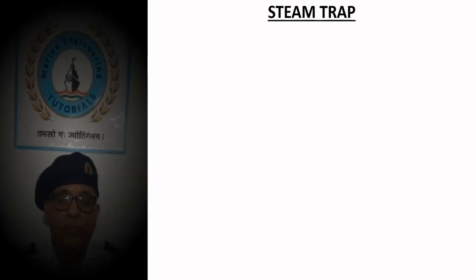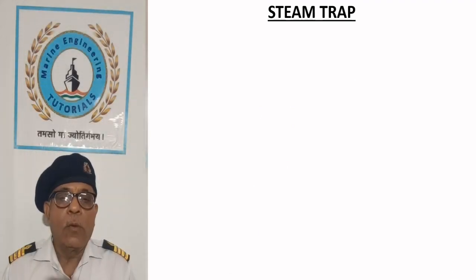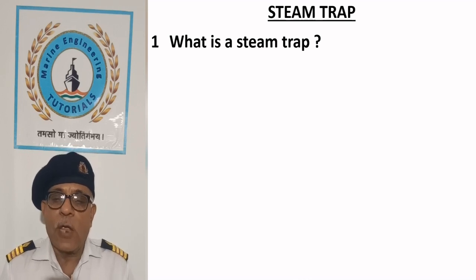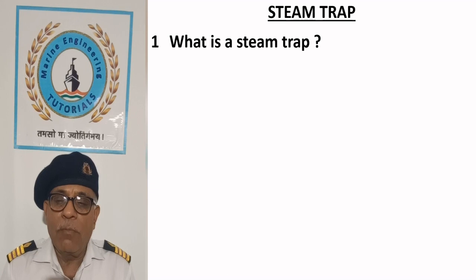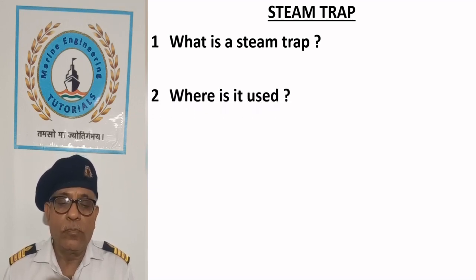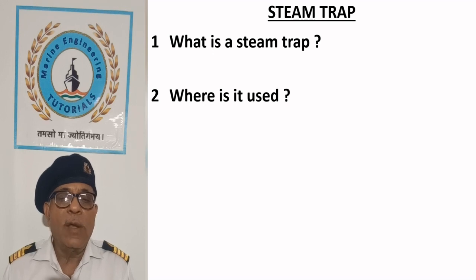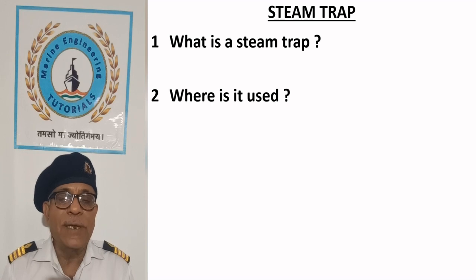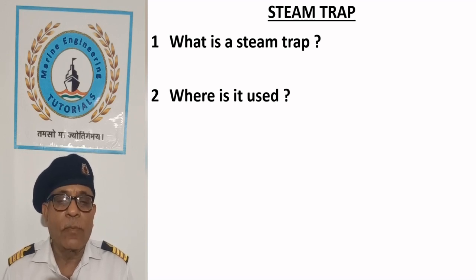Steam trap. What is the steam trap? A steam trap is a special type of valve which prevents the passage of steam but allows condensate to pass through. Where is it used? It is used at the outlet of steam heater and works automatically to drain the condensate without passing any steam.